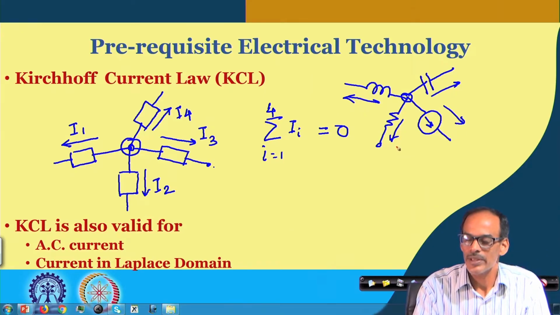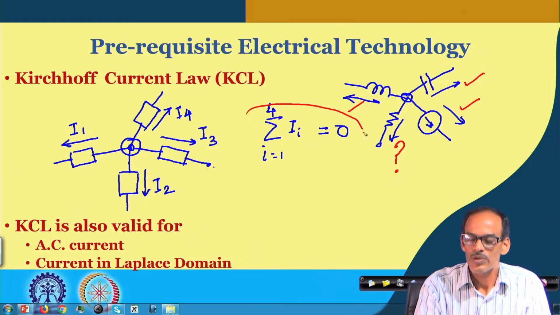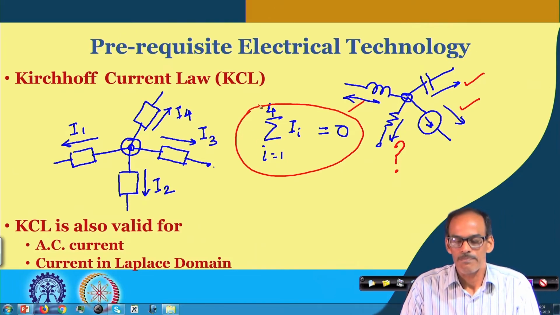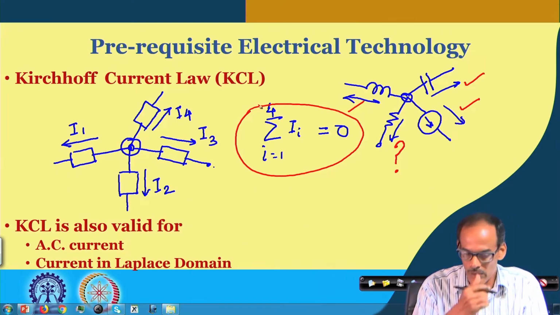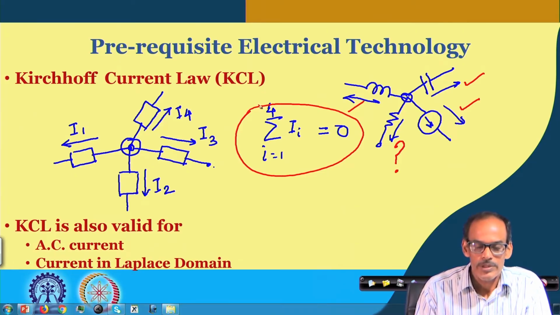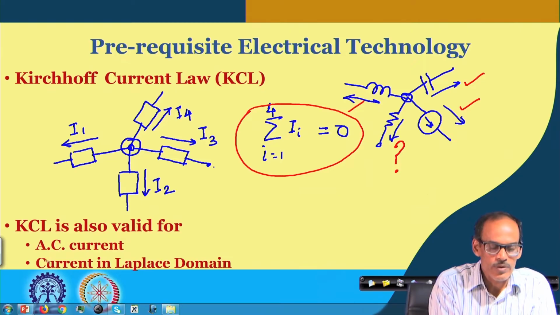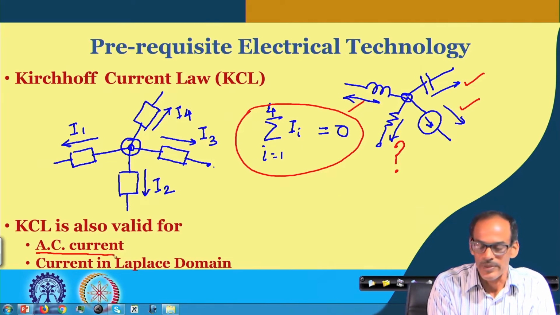Say, for example, if you would like to know this current from the expression of the known currents, say this one and this one. So, using this KCL we can find the unknown quantity. Now, as I say, you are already knowing it, but you must also be aware that this KCL is valid for AC current as well.